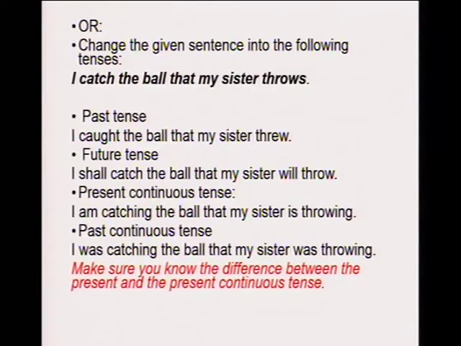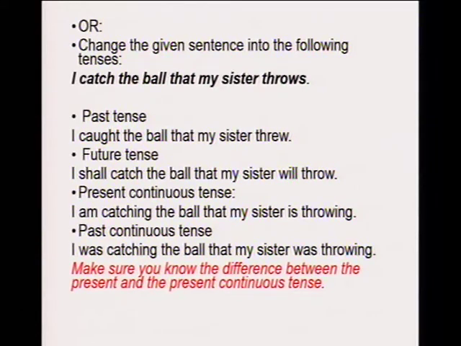Then the present continuous tense. Continuous is the ing tense. With present continuous, it is am, is, or are, and ing. So in this sentence, I am catching the ball that my sister is throwing. If it was like I catch the ball that the boys throw, then it would have been I am catching the ball that the boys are throwing.